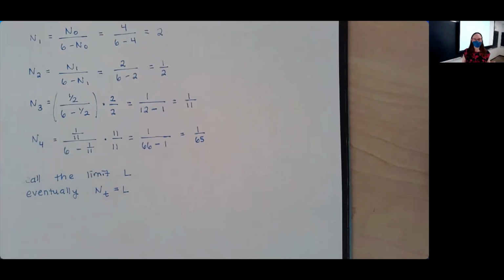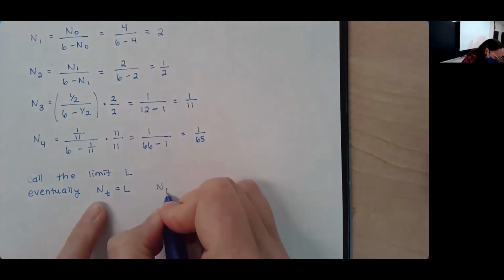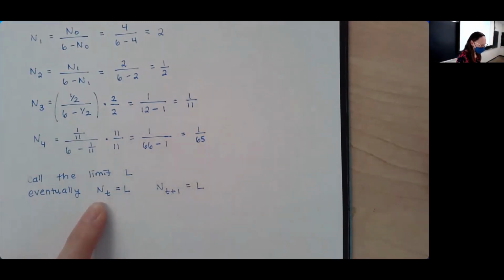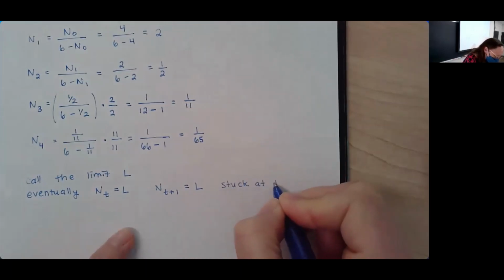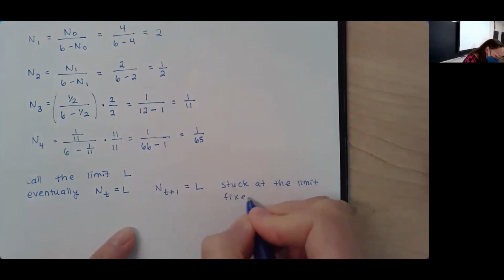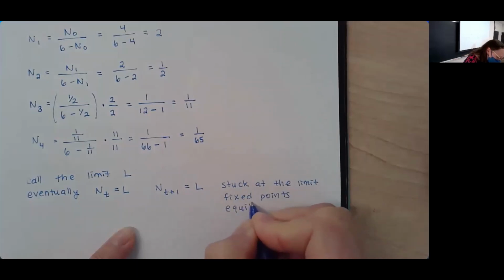Well, the whole idea with a limit is that if I get there, that's where I'm going to stay, because that's the value we were headed towards. So if eventually I get to that limit, then I'm still going to be at that limit one time step into the future. I'm going to be stuck at the limit, which is why sometimes these are called fixed points. We could also refer to them as equilibria.